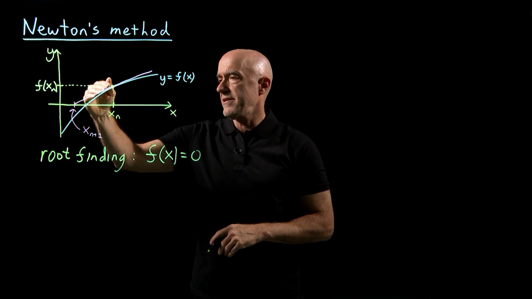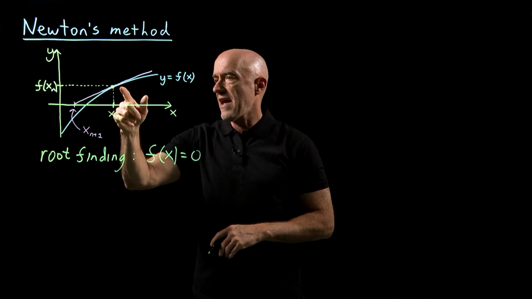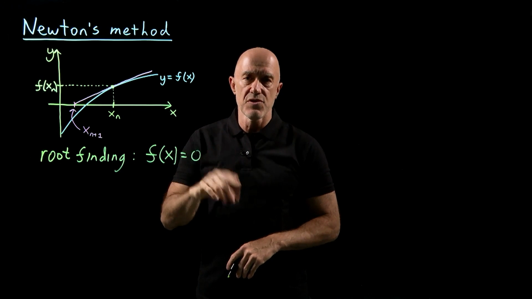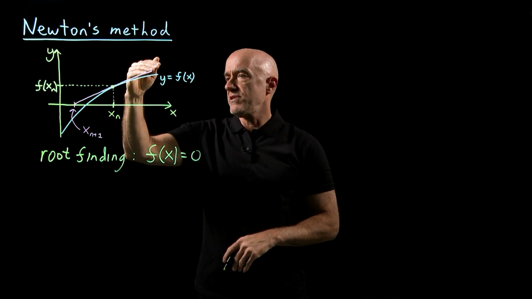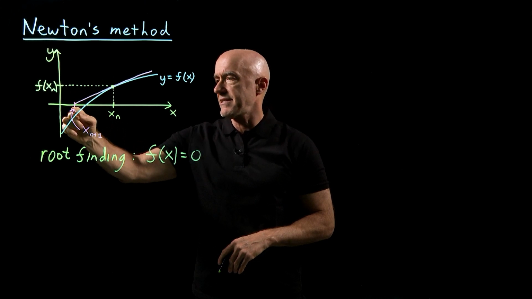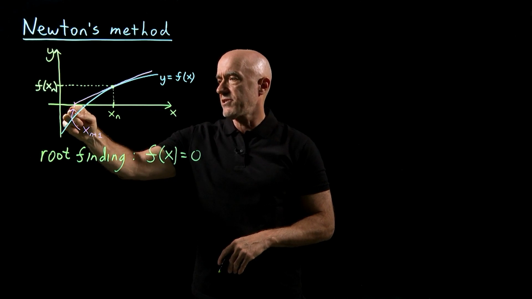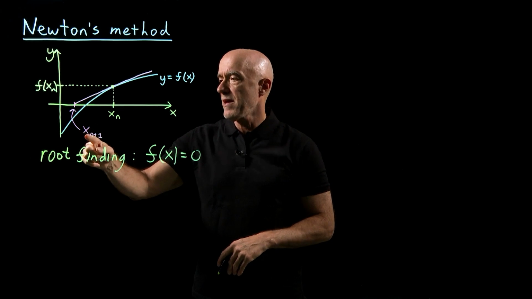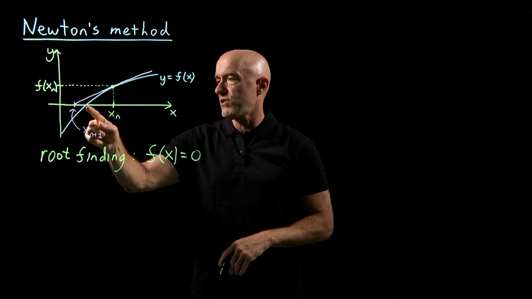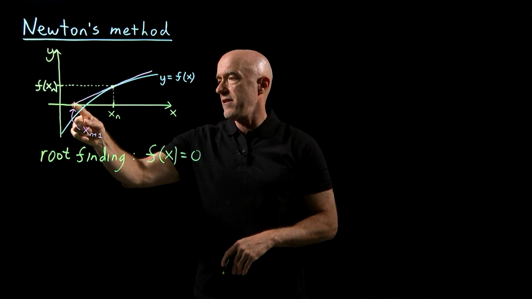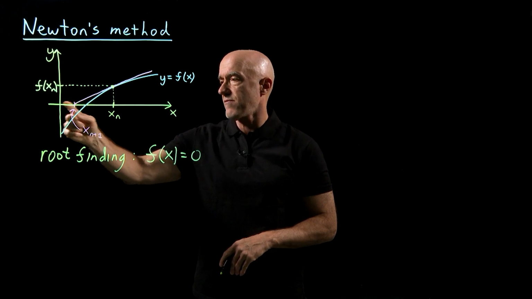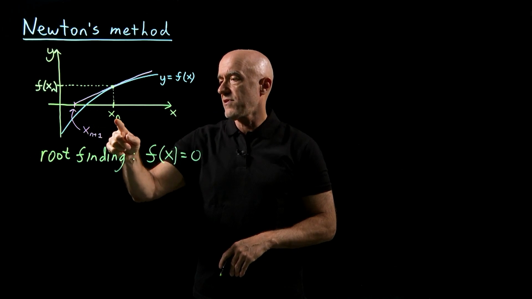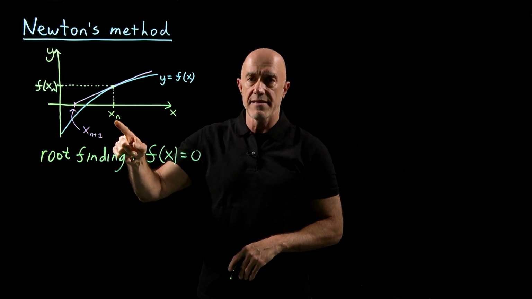We draw the tangent line to the curve at that point. The slope of the tangent line we can get from the derivative of the function. And we see where the line intersects the x-axis. The point of intersection will then be our next guess for the root. So x sub n plus 1 is supposed to be a better guess for the root, which lies slightly ahead of the intersection of the line with the x-axis. So it's the next guess for the root after the previous guess, which was x sub n.